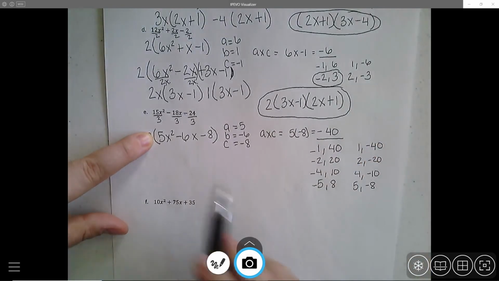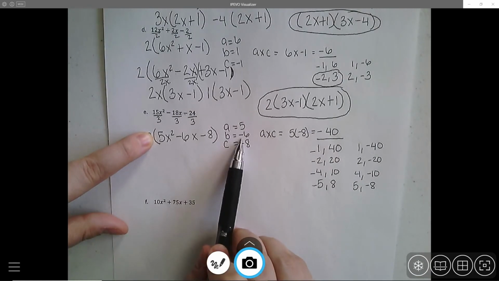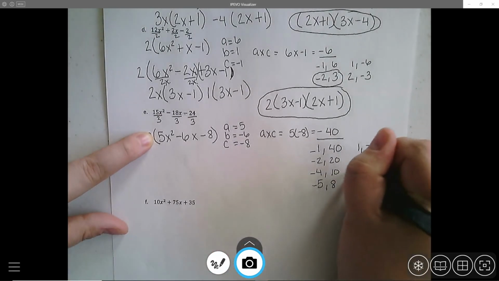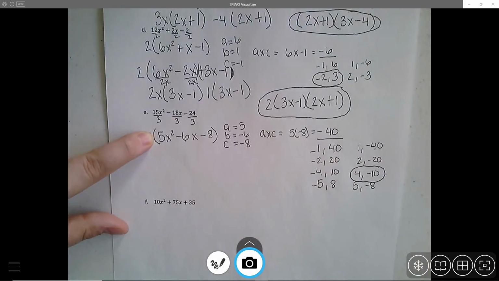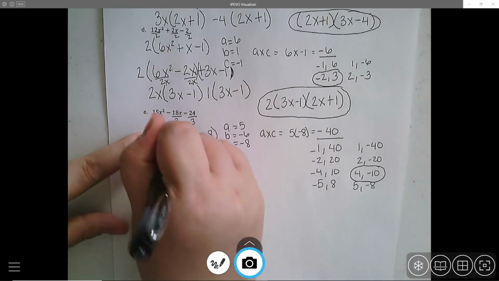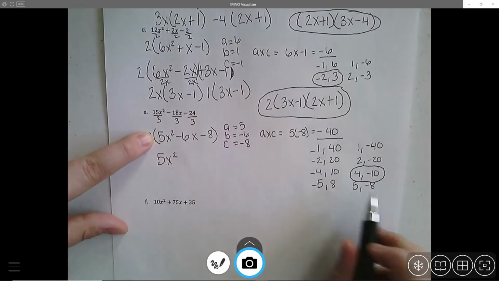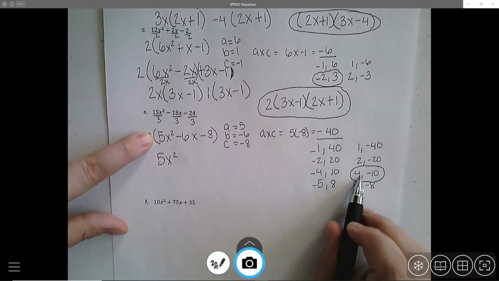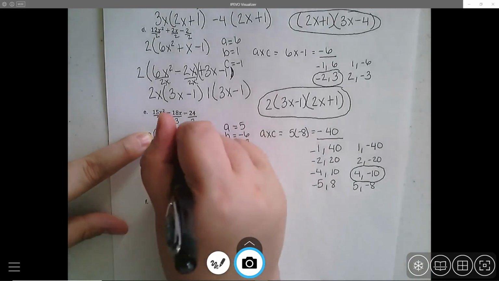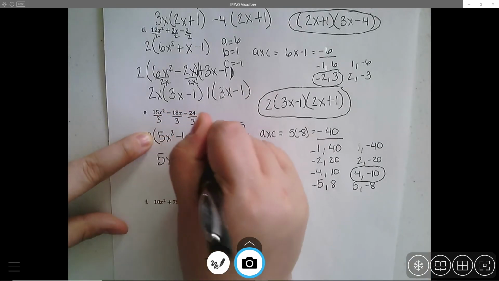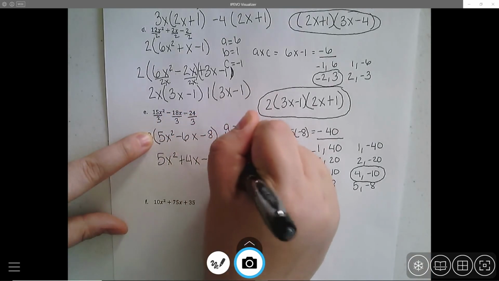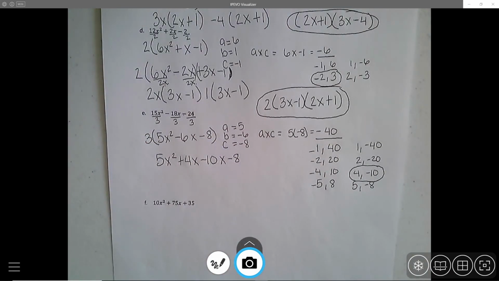Okay, I'm looking for which one gets me my B value of negative 6. It'd be right here at 4 and negative 10. I'm going to rewrite what was inside that parentheses, so the middle term is going to be a 4x and a negative 10x: plus 4x minus 10x minus 8. I always normally write it in the same order.